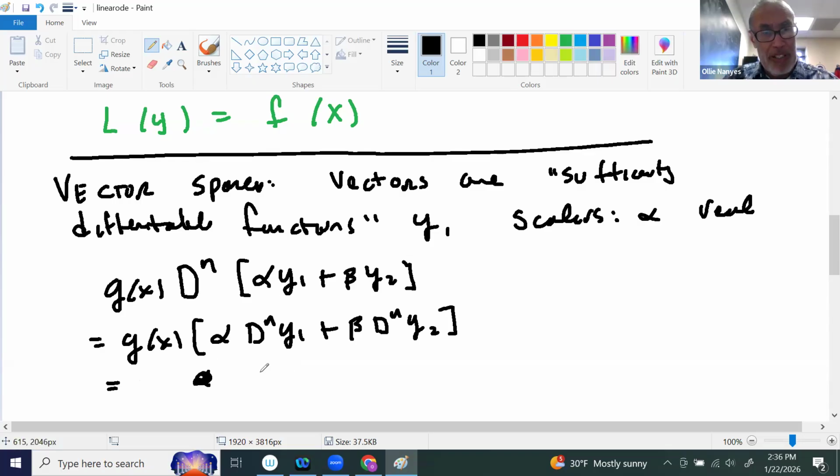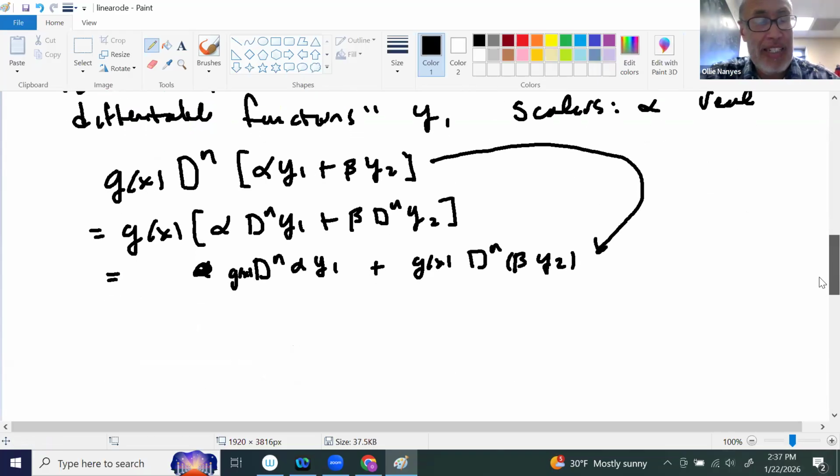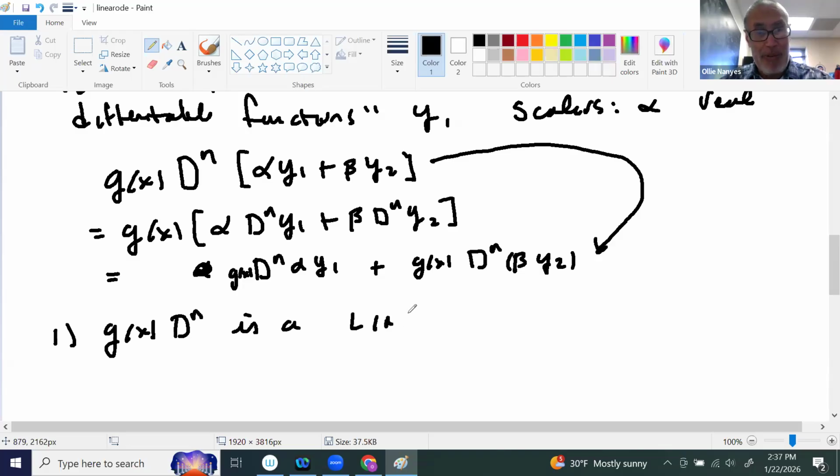And what we can do is bring this inside. So this will be dn alpha y1 times g of x plus g of x dn beta y2. So what we've learned is that this property, that you can take any linear combination, apply this operator, and you get the sum of the operators. What this tells us is that g of x times the derivative operator is a linear transformation.